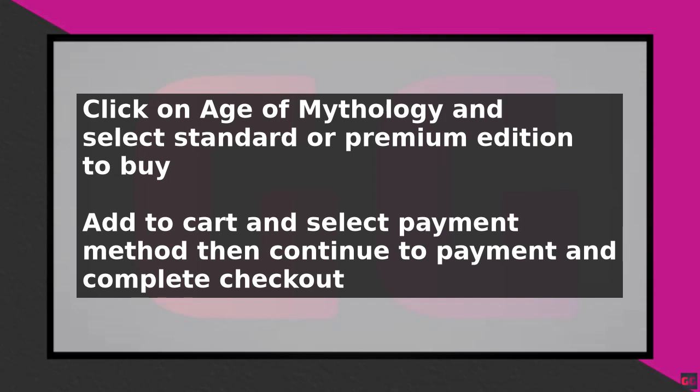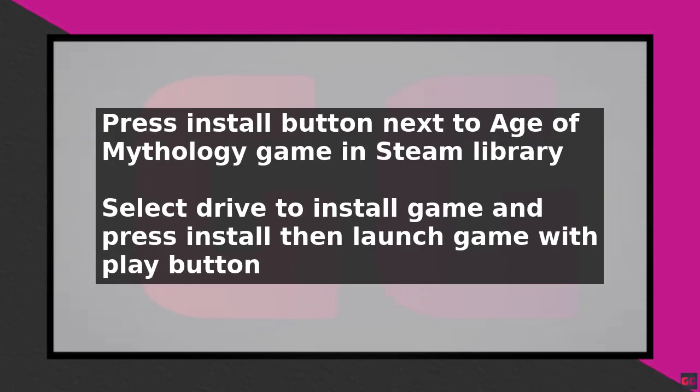The game will be added to your Steam library, which can be found on the left where it says Library. Select Games, and you should see your Age of Mythology game. Press it, and then press the Install button next to it.